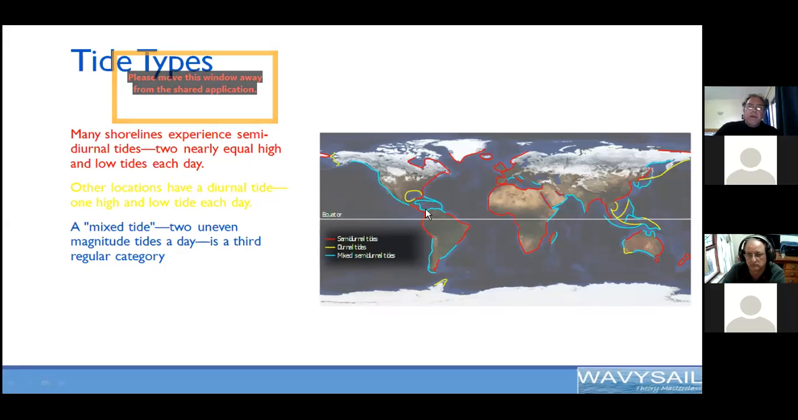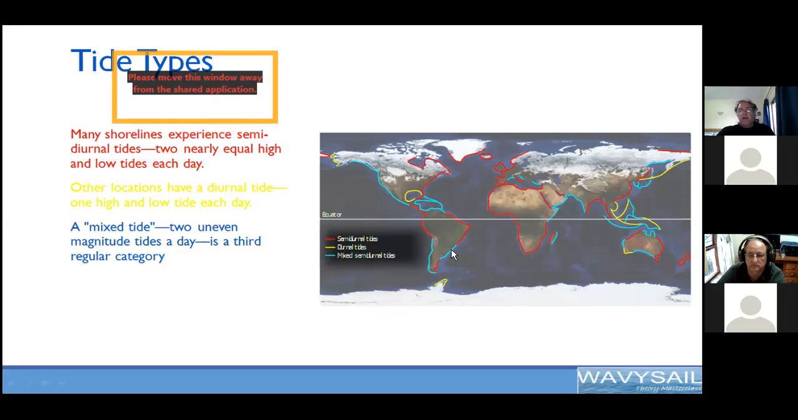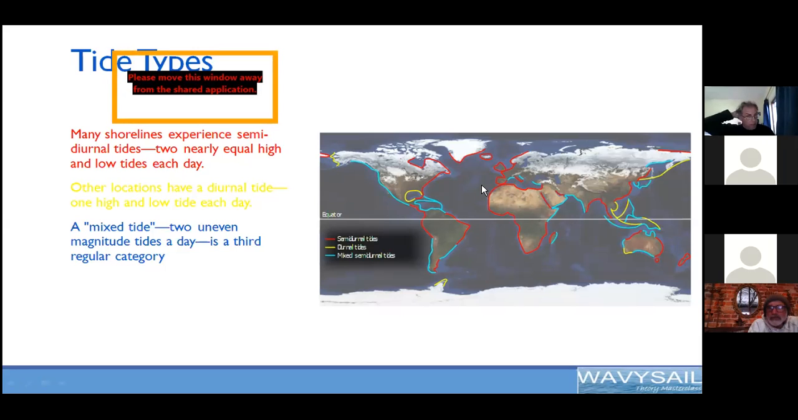And in the blue areas, I couldn't quite get the blue right there, that's called a mixed tide. Two uneven tides in magnitude a day. So they can have a very high and then a low, and it can be at completely different times. So don't assume the world has the same tides, two highs and two lows every 24 hours. They don't. So you need to know what part of the world you're in.